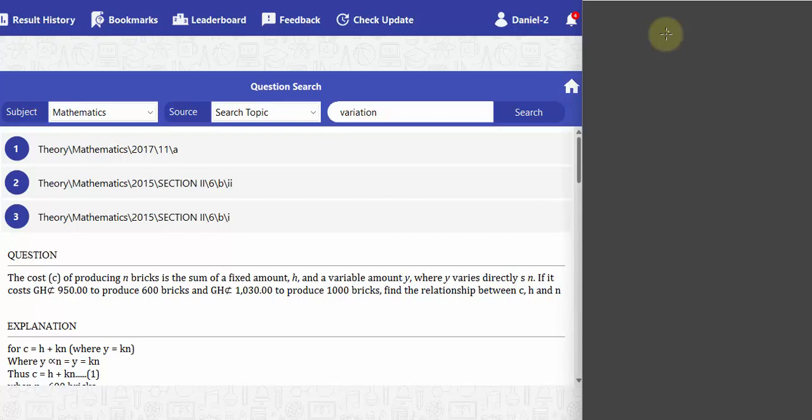So let's interpret this question. The cost, we have cost as C. C is the cost, right? Then we have another variable known as N. N is the number of bricks. Then we have H. H is a fixed amount. So you can call this fixed cost.